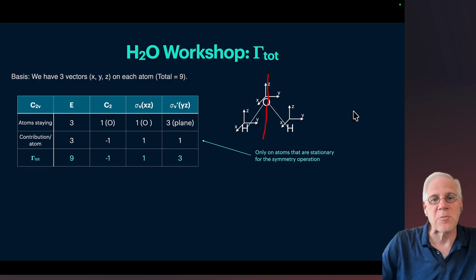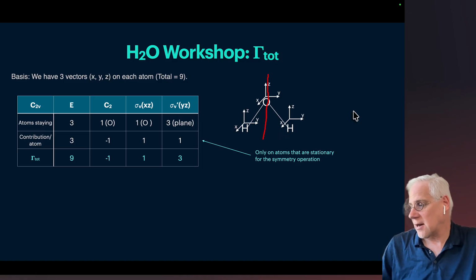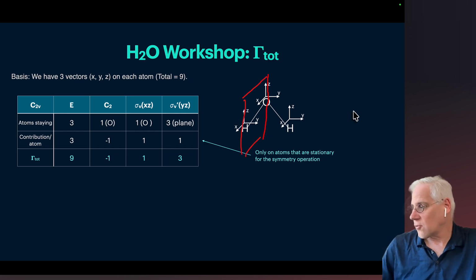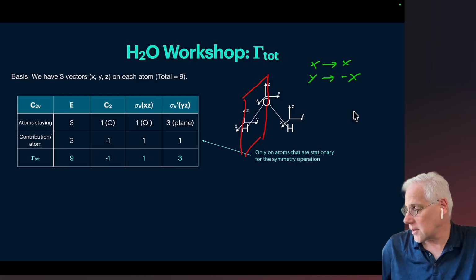If we look at the sigma V, the XZ, again, my H's do not stay in place, and so we're not going to look at those. We're going to have the mirror plane in the XZ, and so that goes this way here. So if we look at how things change, we'll go to green this time. My X and Z vectors remain exactly the same. So X turns into X. Y, however, turns into -Y as it reflects through that mirror plane.